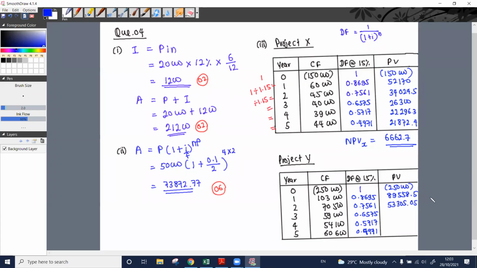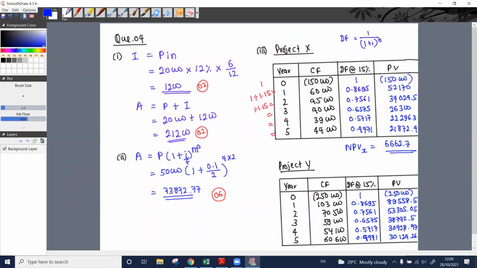53,305.05, 59,000 into 0.6575, it is 38,792.5, 54,100 into 0.5717, that is 30,928.97, and the last one into 0.4971, that is 30,124.26.